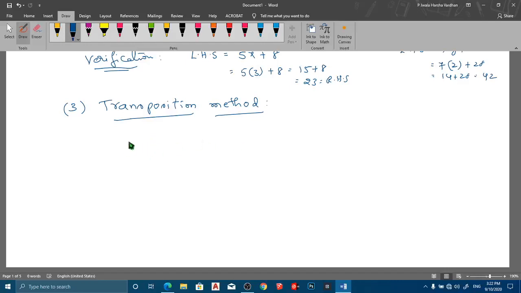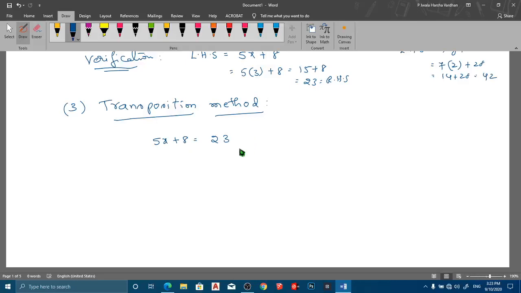Okay. So take the first problem itself. I am taking 5x plus 8 is equal to 23 again here. If you want to find the solution in the balancing method, you have to subtract 8 on both the LHS and RHS, as the first step. But there is no need to subtract on both sides. You can just transpose, or shift, this 8 to the right side.